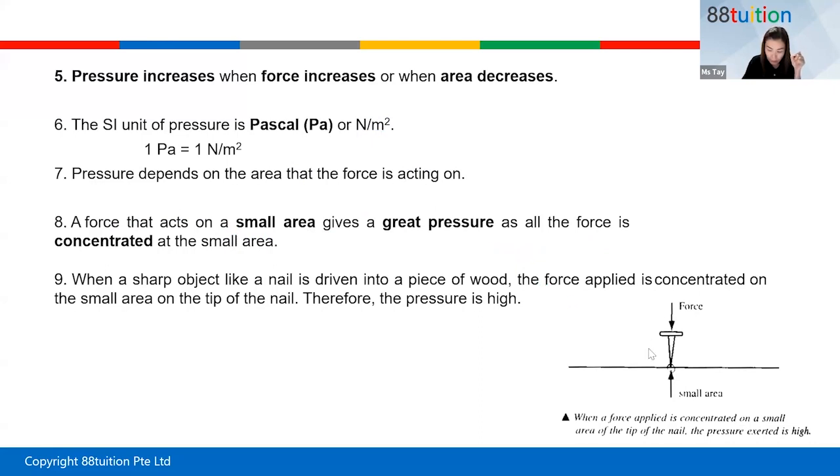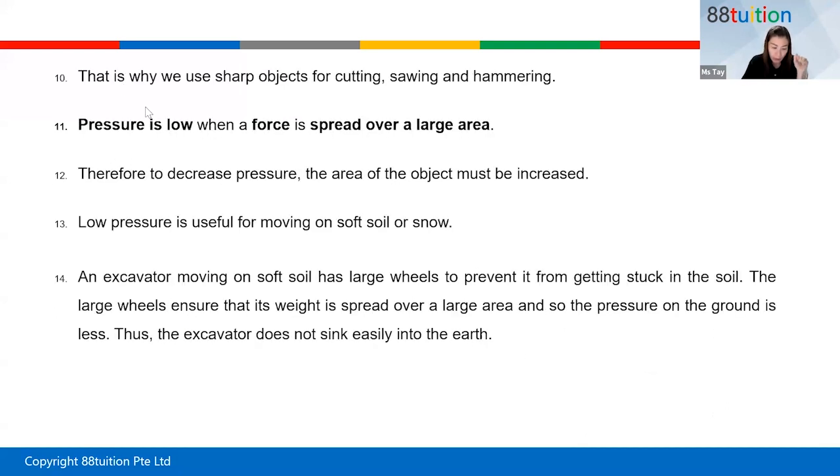small area. Now, if you look at this diagram here, this is the nail. When you apply a force, let's say you use a hammer to hit the nail, because the nail is sharp right at the end, the small area here will allow it to penetrate the wall easily. Next, this is the good reason why we use sharp objects for cutting, for sawing, for hammering.